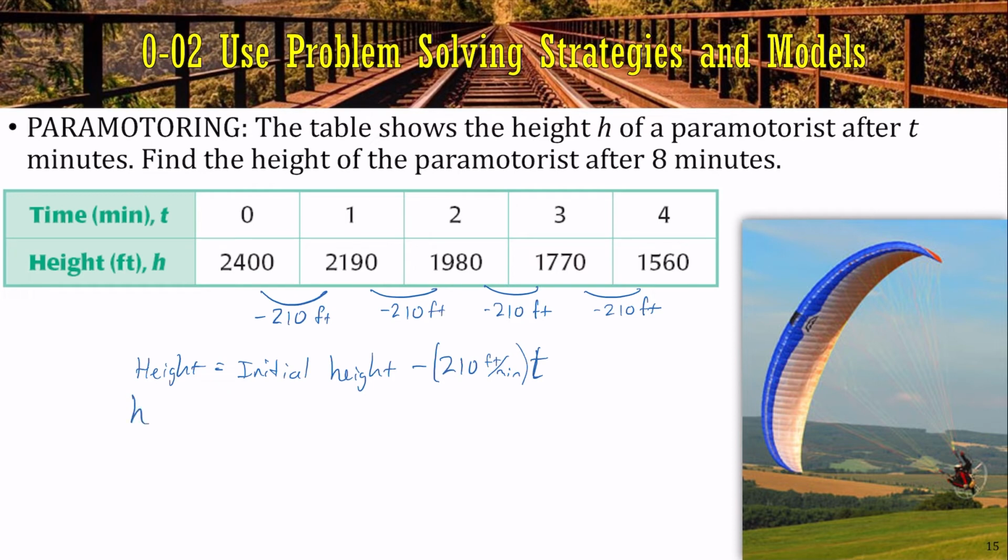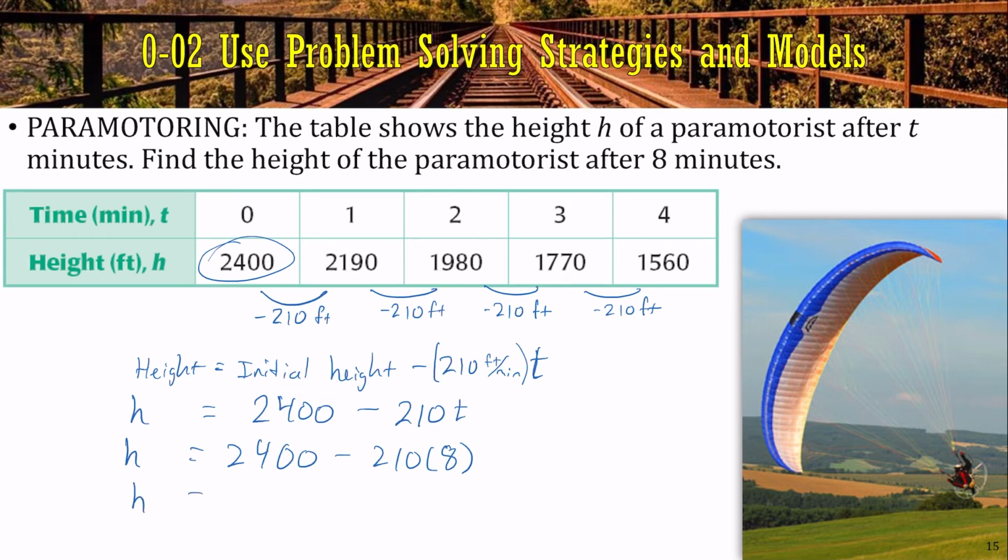What we're looking for, height, let's call it h. Our initial height is 2,400 feet, minus the 210 times time. Oh, wait, we know our time is 8 minutes, so let's put in the 8 and run that through a calculator, or do it in your head if you like, and you get 720 feet. So he's still a good distance above the ground, not ready to crash yet.